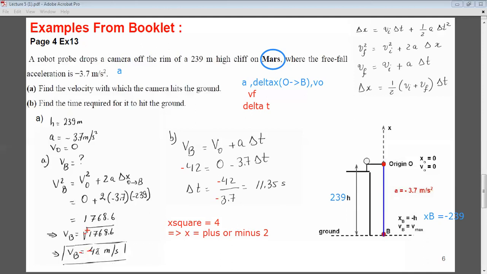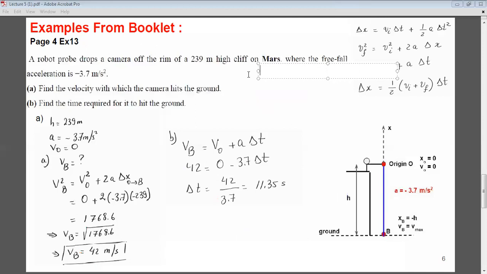It's minus 42 meters per second because it is in the opposite direction. The x-axis is upward and it's going in the negative direction. So the V here is negative actually. It's negative. Okay. We plug it here and we get the right answer.